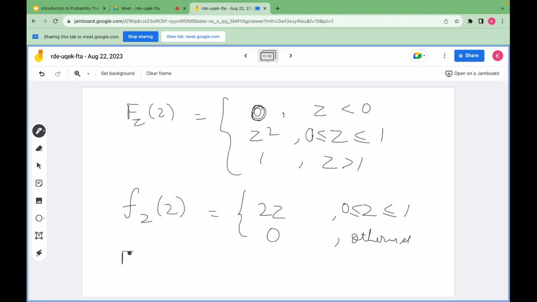So from here we can find the expectation of z, which is nothing but the integral of z into f(z) from 0 to 1. So this came out to be 2 by 3. Okay, so this is 2 by 3.